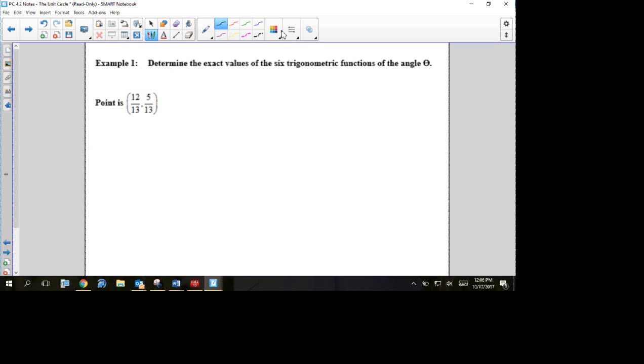All right, so this example that didn't make it on there says, determine the exact values of the 6 trigonometric functions of the angle theta. Did they give us the angle? They did not. What did they give us?